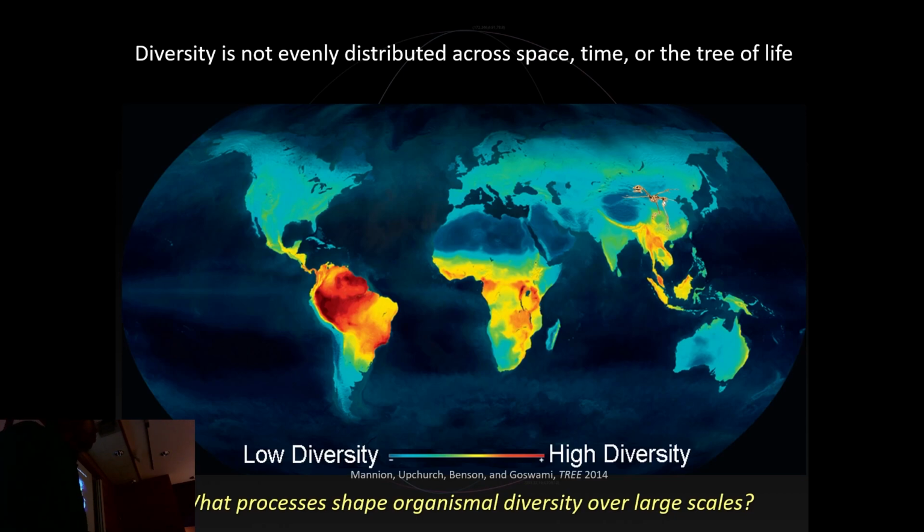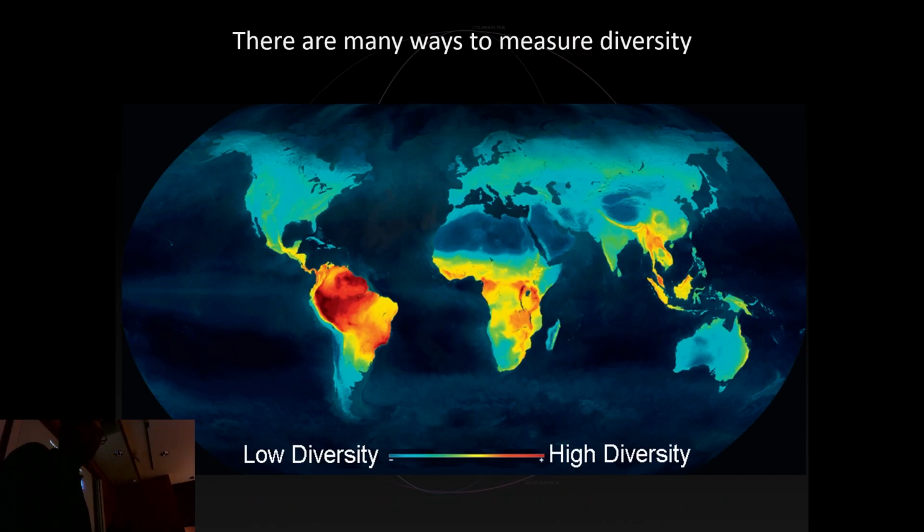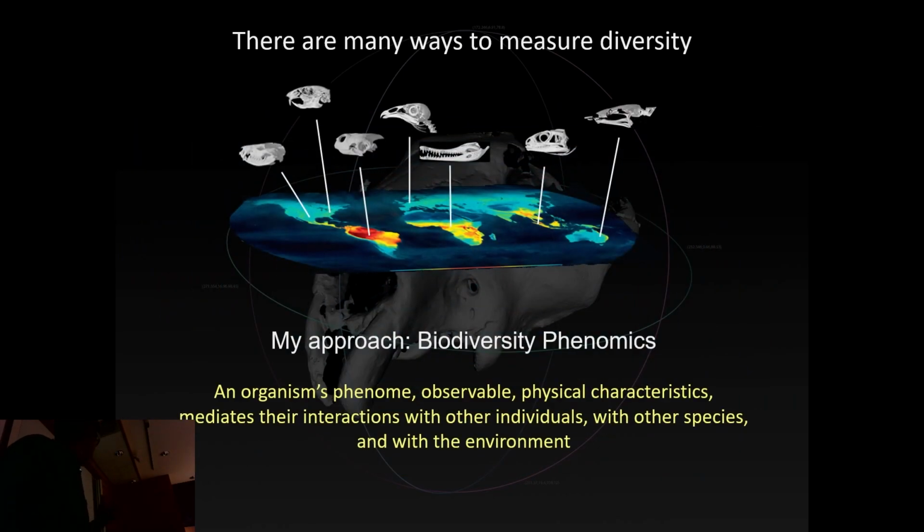Okay, so here's the plot I think Sarah showed yesterday, similarly, right? There's such diverse biodiversity across the world, and there are very big differences across time, location, and the tree of life. We want to understand what shapes diversity over a large scale, like globally.